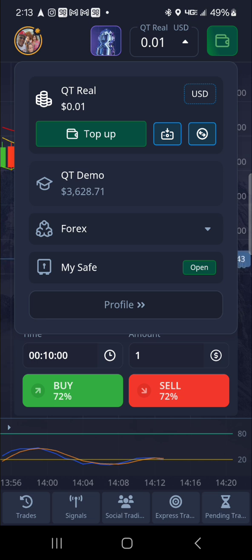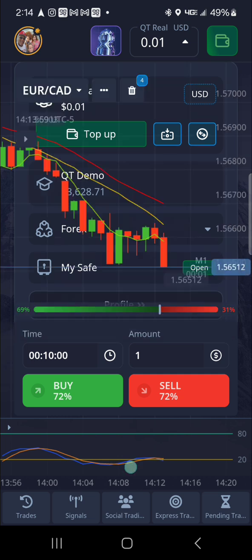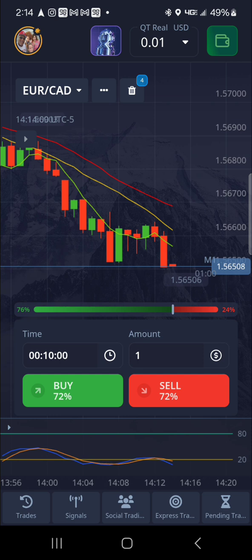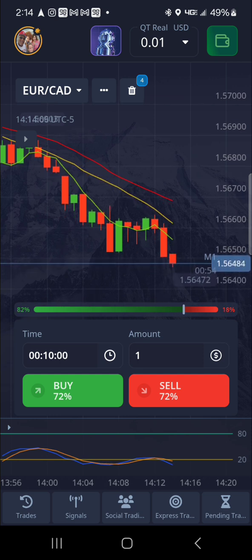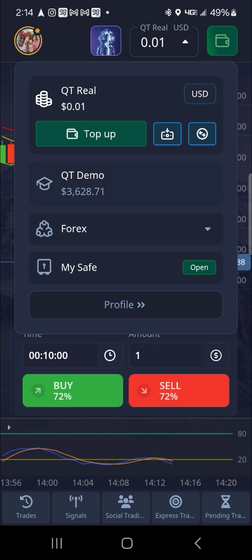What's going on here? Yeah, this thing is glitching. It's not opening up.